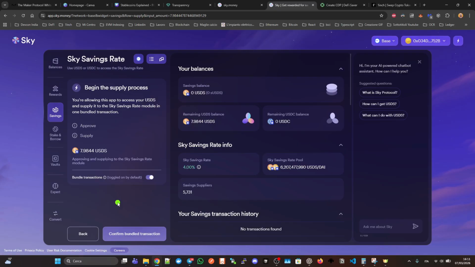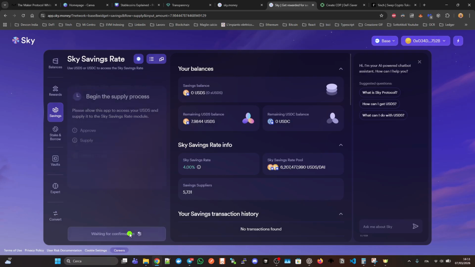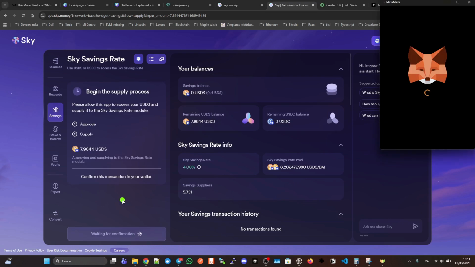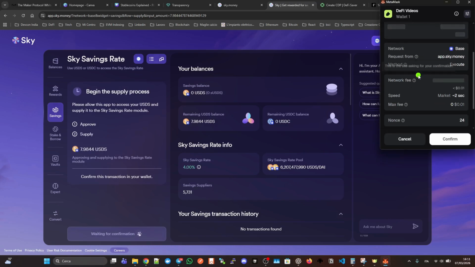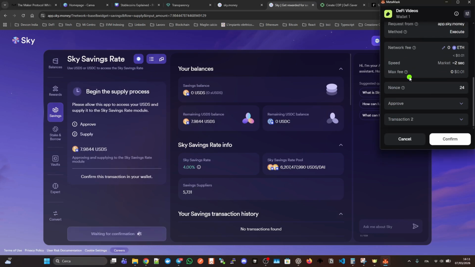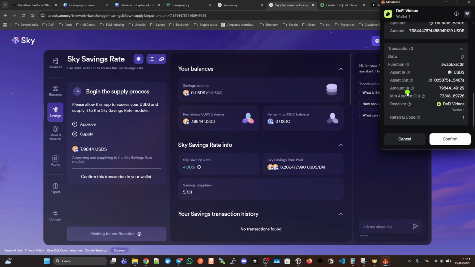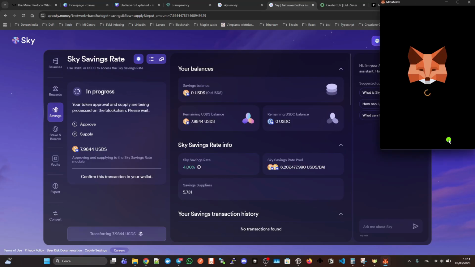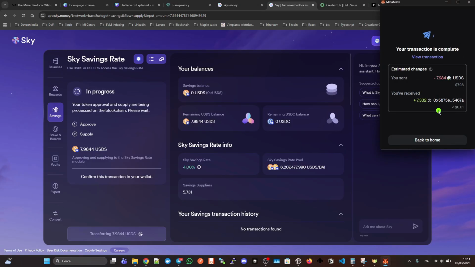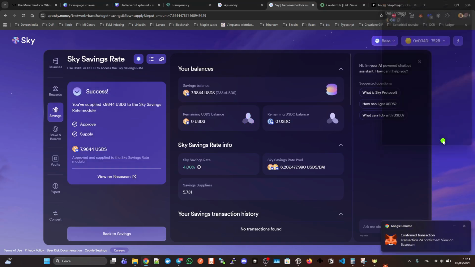We need to do approve and then supply. We can bundle the transaction, confirm bundle, to pay a low gas fee. Let's see what happens here. Okay, execute function. Here there is the approve. Here there is a swap. We are doing the swap. Let's confirm.